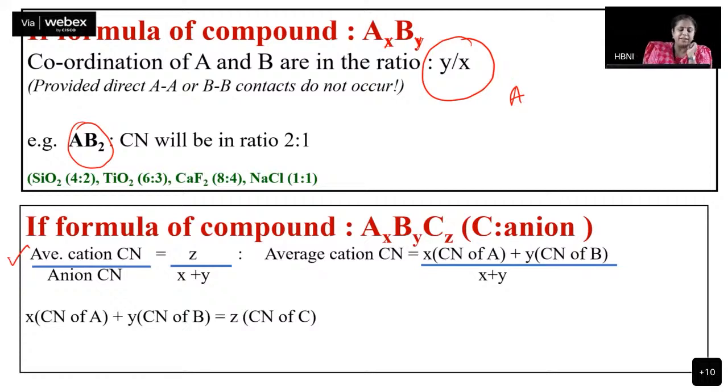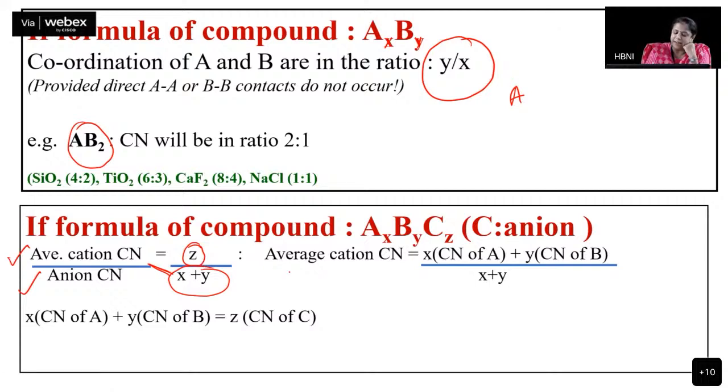In that case, the average cation coordination number, the cations here being A and B and C being your anion, and the average anion coordination number, their ratio is in the ratio of Z, the stoichiometry associated with C, upon X plus Y, that is the sum of the stoichiometry of the cations. That means I can say that average cation coordination number into X plus Y would be Z into anion coordination number.